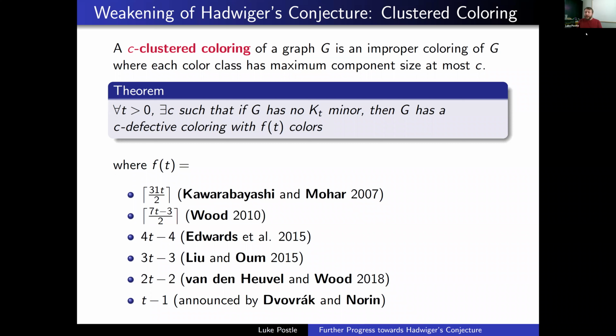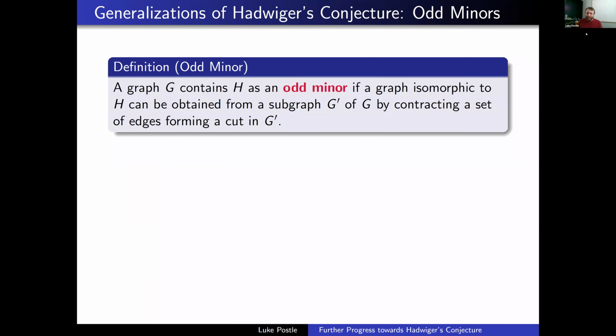Okay, so that's for weakenings. Let me turn to generalizations. I know this is wrong because we haven't proved Hadwiger's, but people are still inspired by Hadwiger's to ask, could stronger things be true? So one of them is nice. It's about odd minors. So we say a graph G contains H as an odd minor if a graph isomorphic to H can be obtained from a subgraph G' of G by contracting a set of edges forming a cut in G'. So that's a bit wordy.